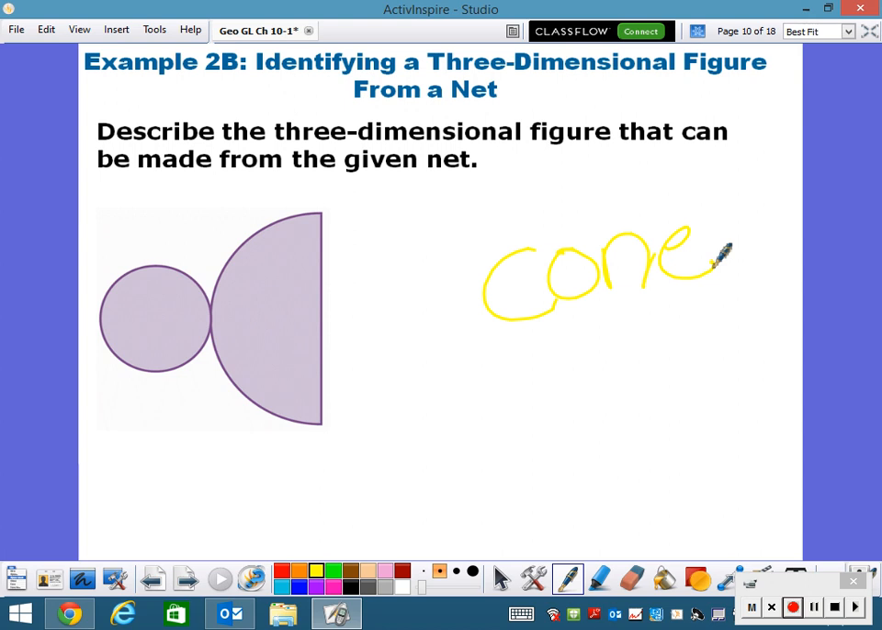The next two aren't on the slides, they're on your paper though. What's this shape going to make? A triangular pyramid. There's the triangle, and then that's the base, and then these little points on the triangles are going to form the point of the pyramid, so triangular pyramid. And then the last one, right, these two circles fold in, that rectangle folds all the way around, and it makes a cylinder. Super.